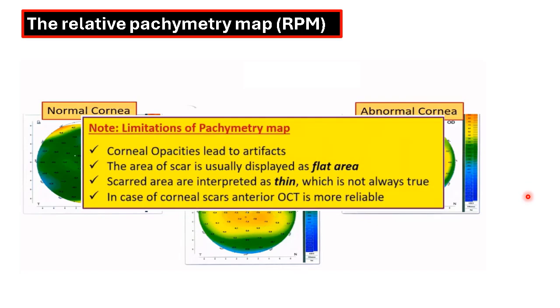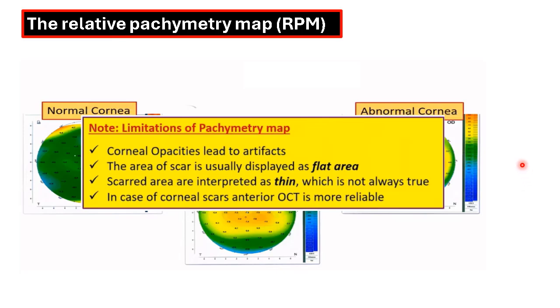What are the limitations of the pachymetry map? There are certain limitations: in the presence of corneal opacities, it might give an artifact, and sometimes it gives a flattening of the cornea in the presence of scars, and sometimes it is interpreted as a thin cornea, which is not always true.